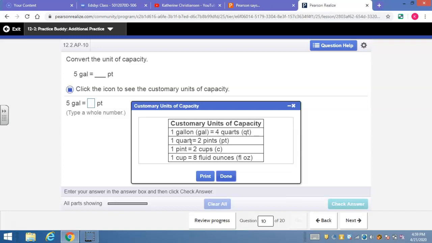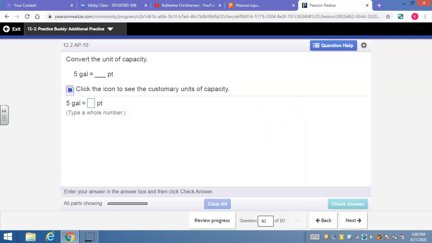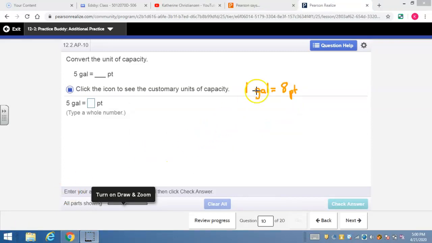I already know that in 1 quart, I have 2 pints. So how many pints would be in 4 quarts? I'd need to multiply. 2 times 4, 8. So therefore, I know that in 1 gallon, I have 8 pints. I'm going to go ahead and write that over here. Okay, so I have 1 gallon equals 8 pints. Now I need to figure out if I'm going to multiply or divide.